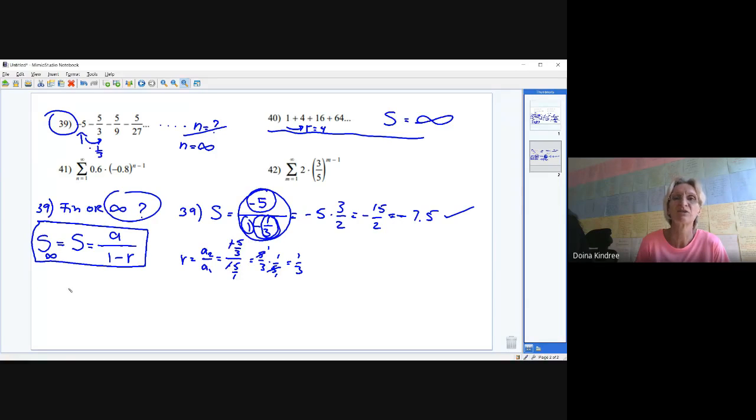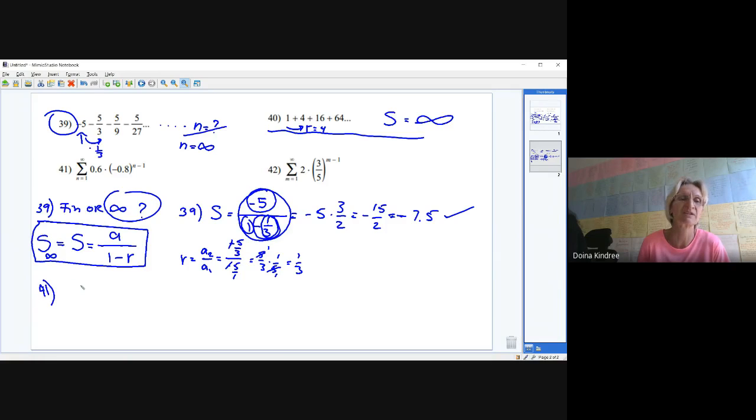Okay, so 40 is infinity because the R is greater than 1. You notice from the notes that the common ratio must be, in absolute value, less than 1. So it must be a number between -1 and 0. Otherwise, the sum will go either to positive infinity or to negative infinity, depending on how the common ratio is.